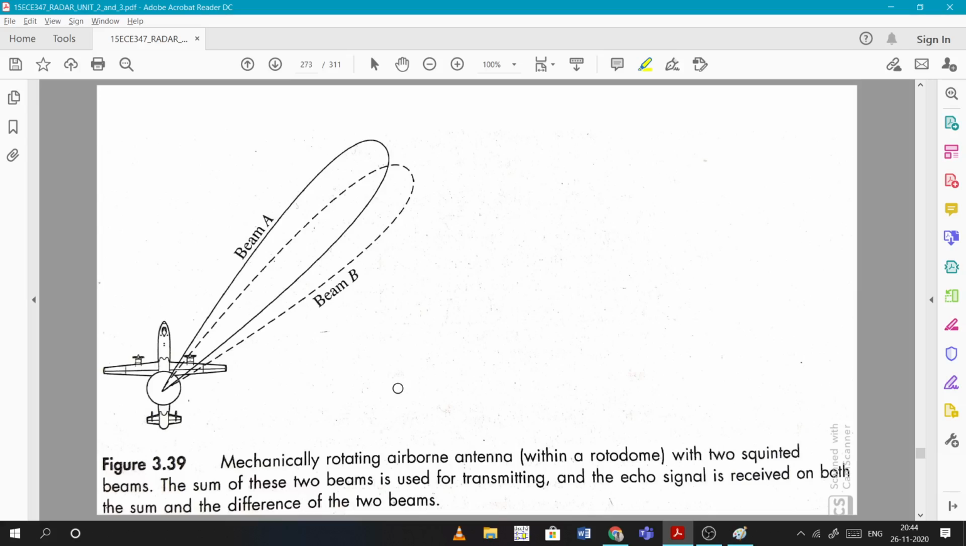Okay. So while transmitting it will only use the sum port, the sum of the two beams. But while receiving it will take both the sum and the difference of the beams. So beam A, beam B: while transmitting it will only use beam A plus beam B, but while receiving it will use beam A plus beam B and beam A minus beam B, like that.